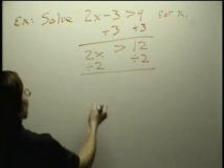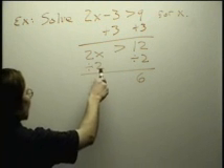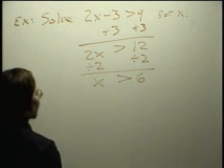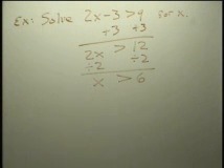And what happens, I get x over here and 6 over here. And again, I'm dividing by a positive number, so the inequality symbol is unaffected. And so my solution is x is greater than 6.